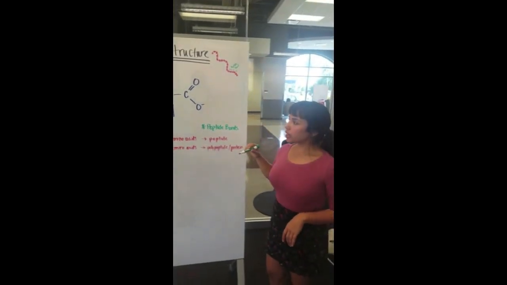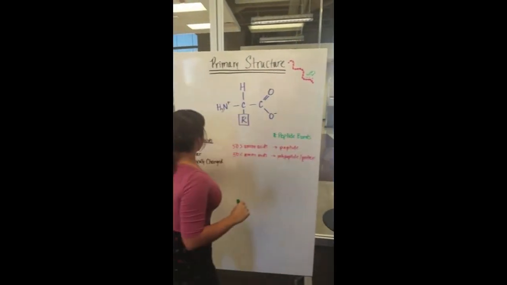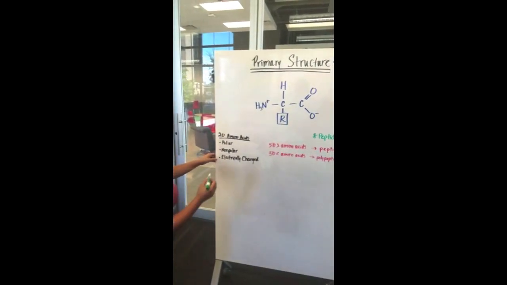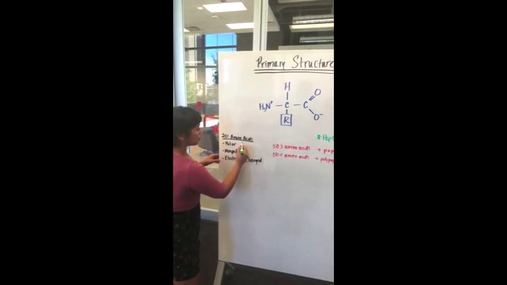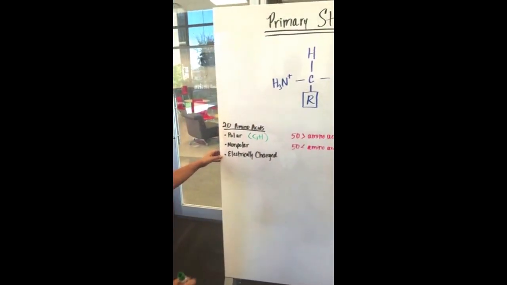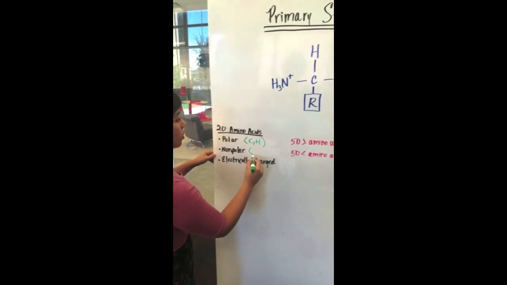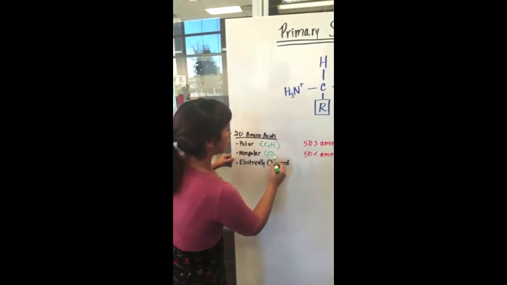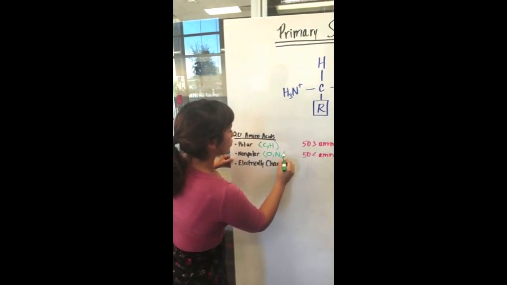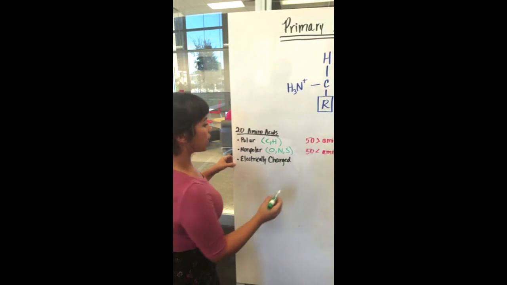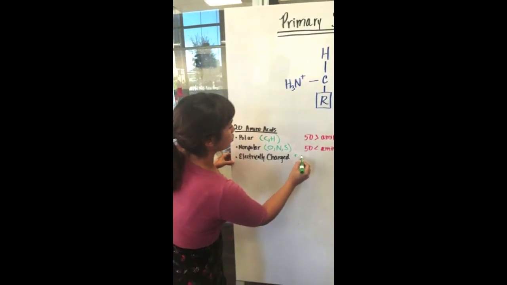There are 20 different types of amino acids. We have polar, non-polar, and electrically charged. In a polar amino acid, you'll see mostly carbon and hydrogen. In a non-polar, there will be carbon and hydrogen primarily, but you'll see either oxygen, nitrogen, or sulfur somewhere in there. And in an electrically charged amino acid, you'll see an electric charge somewhere in there.